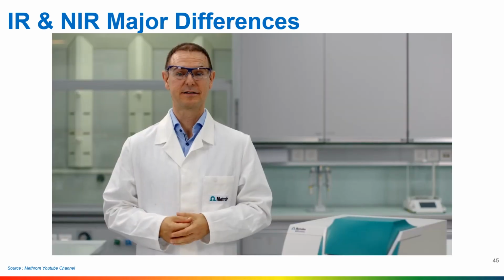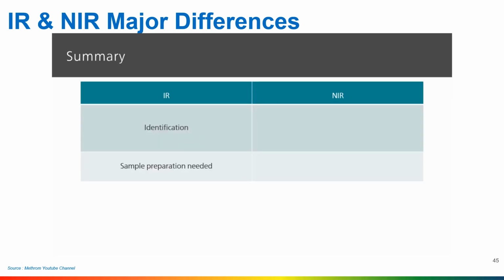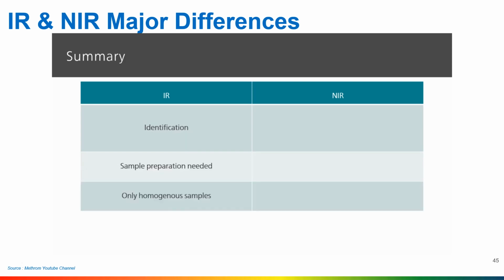To summarize, IR spectroscopy is well suited for the identification of substances. However, sample preparation is usually needed, but can be time-consuming. Also, the analysis of heterogeneous solid samples is a challenge for IR spectroscopy.